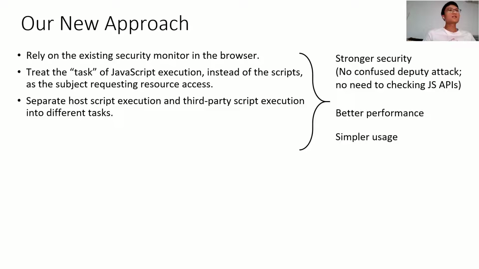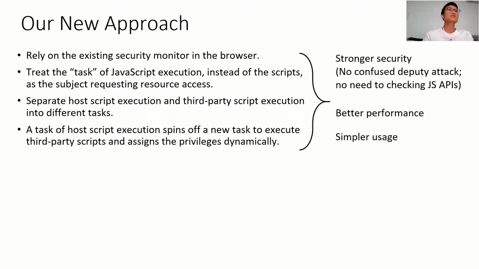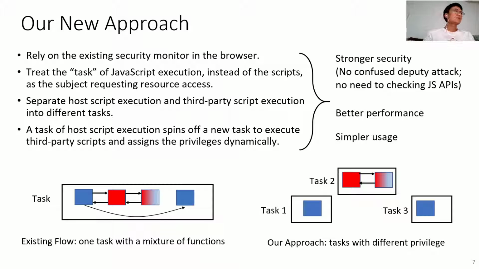And secondly, our approach treats the task of JavaScript execution, instead of the script, as the subject requesting resource access. We separate the host script execution and third-party script execution into different tasks. Then we also make sure the task of host script execution spins off a new task to execute third-party scripts, which will be assigned different privileges dynamically.